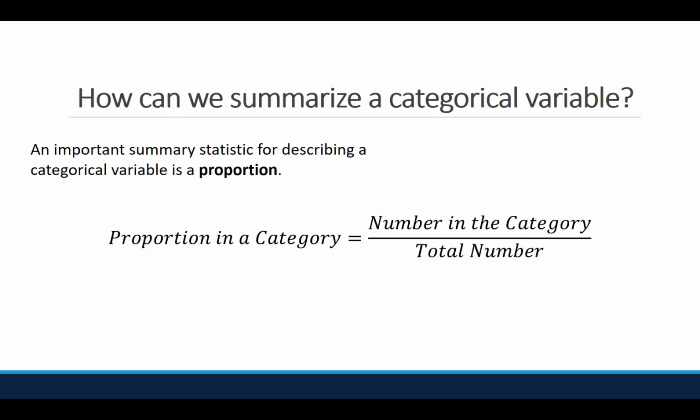An important summary statistic for describing a categorical variable is a proportion. A proportion can be calculated from categorical data when there are two options. It tells us out of the total how often one of the options occurs. Proportions will always be between 0 and 1.